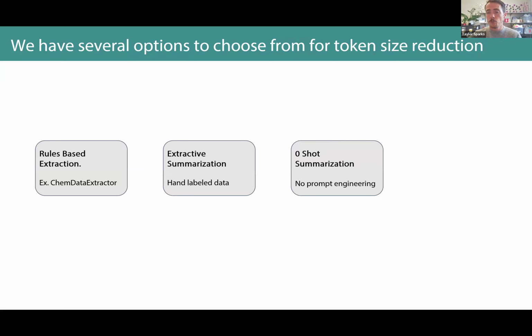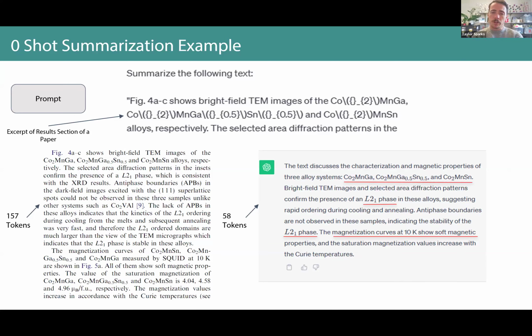For example, here is zero-shot summarization. I provided a prompt. I say, summarize the following text, and then I give it the text, right? And you'll see that it's able to go from our input, which was 157 tokens, and squeeze it down to 58 tokens. So pretty good, a threefold reduction. But if you look at it, it's also left out some probably important information in its summarization.